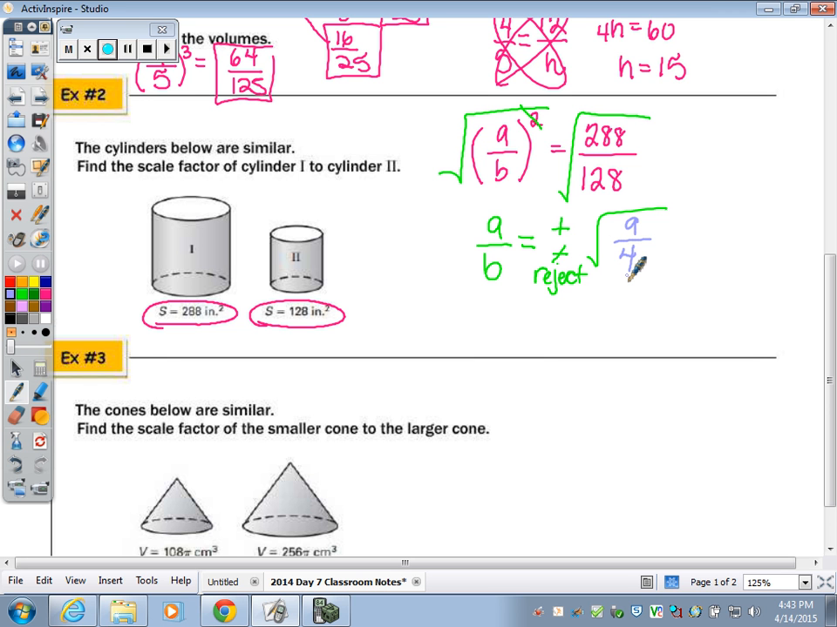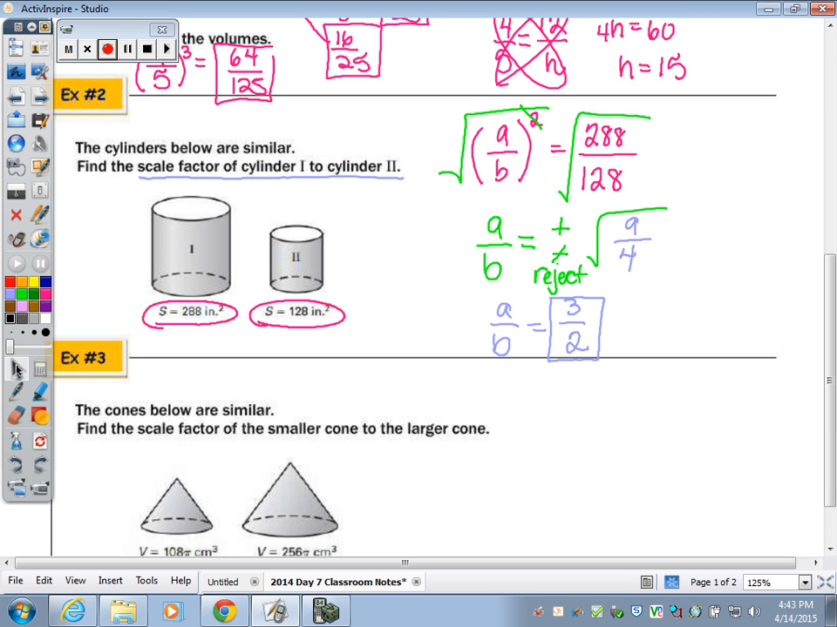And so now I have the ratio of A to B equivalent to 3 over 2. So the scale factor of cylinder 1 to cylinder 2 is 3 to 2.